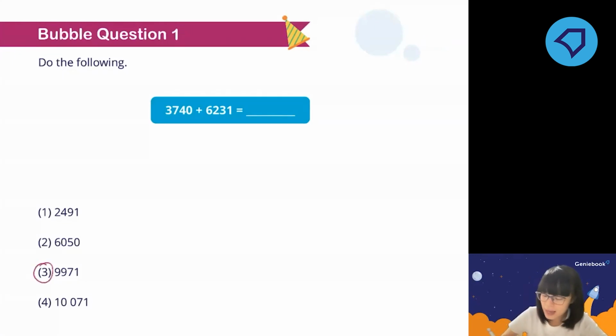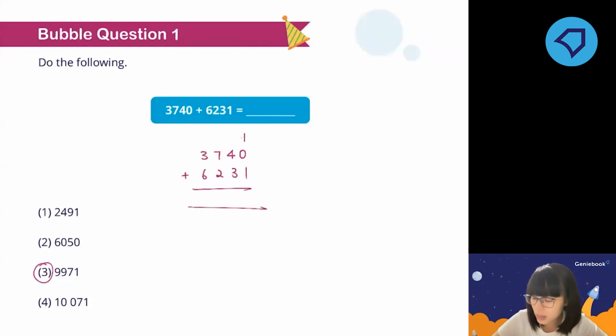So for those of you who give me any other options other than option number 3, let's take a look at our calculations together. Okay, so over here we have 3,740. We are going to add 6,231. So again, we are going to start with our addition in the ones place. So 0 plus 1 is equals to 1. 4 plus 3 is equals to 7. 7 plus 2 is equals to 9. And 3 plus 6 is equals to 9. So your answer would be 9,971.